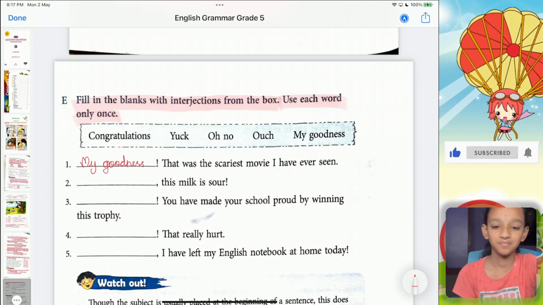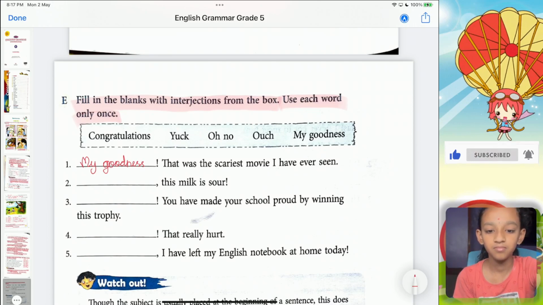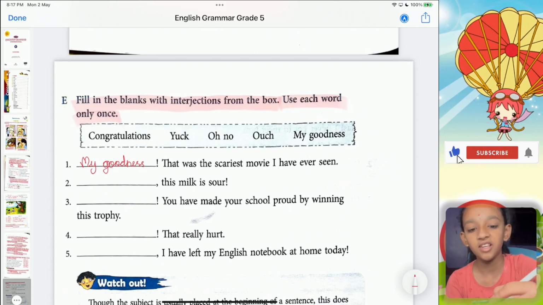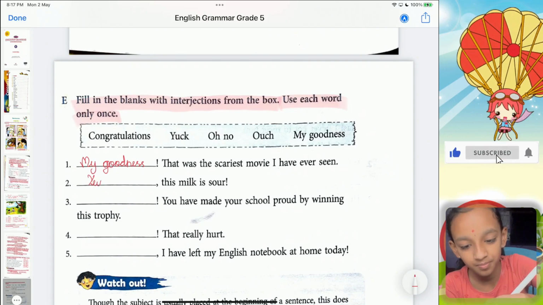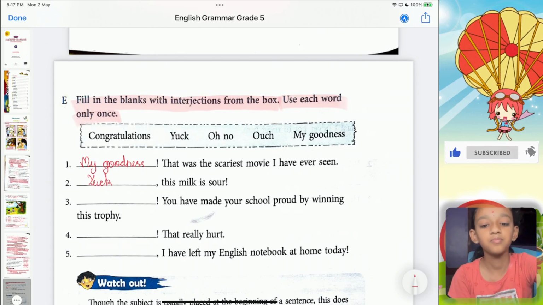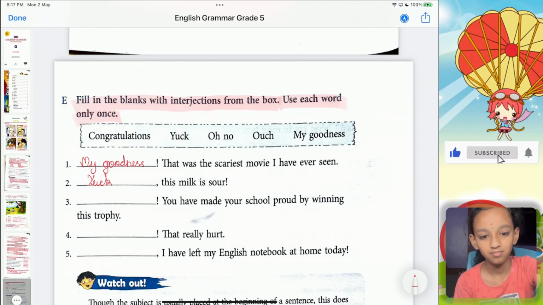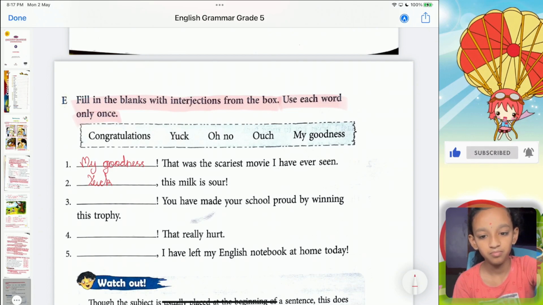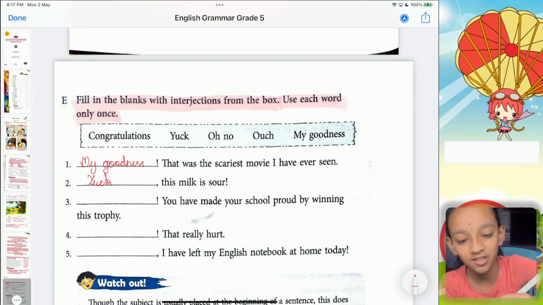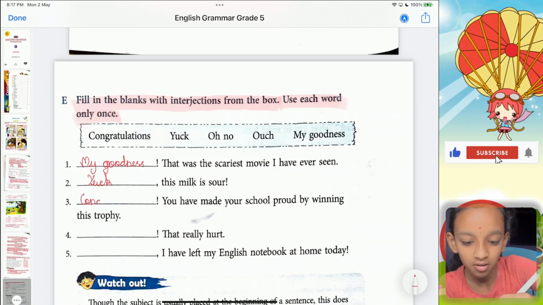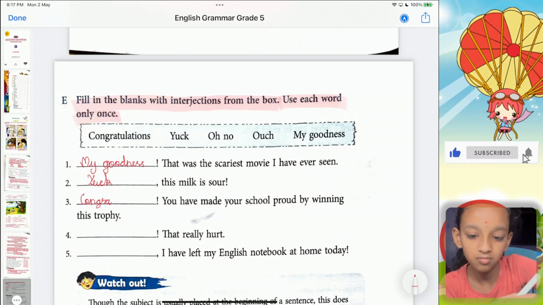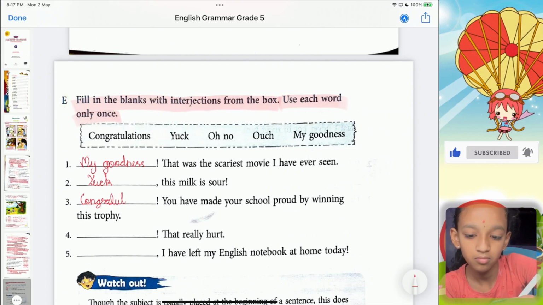Yuck, the milk is sour. Correct. Sour taste is always yuck. Congratulations, you have made your school proud by winning this trophy.